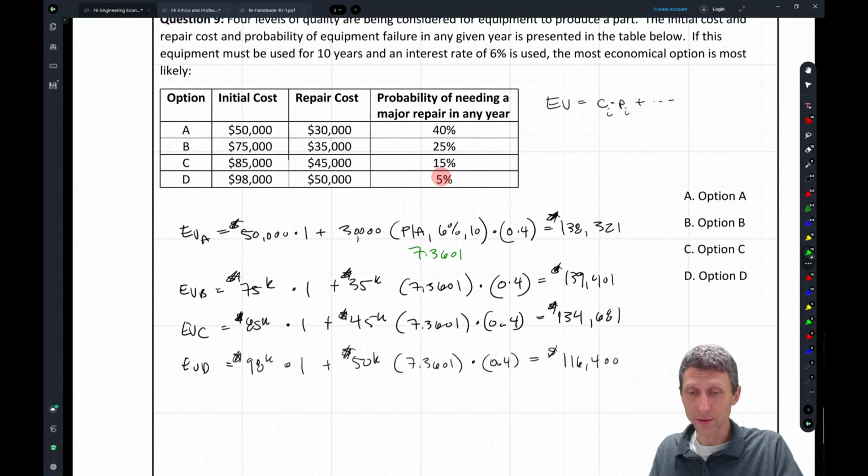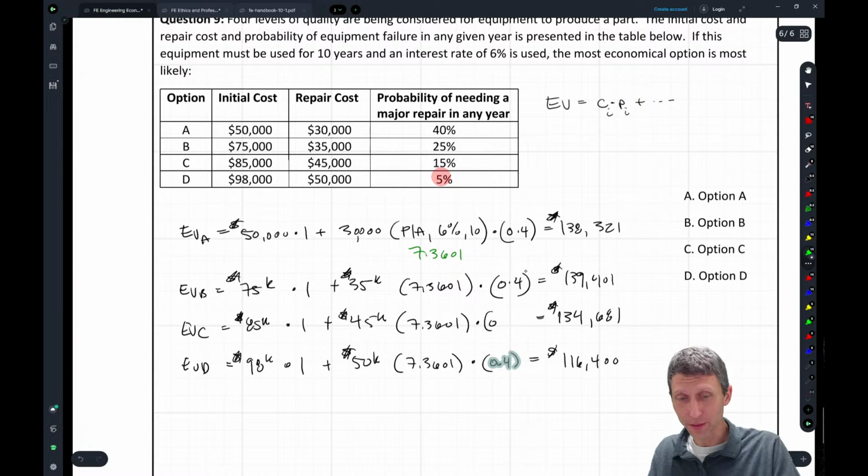Okay, sorry, what did I do wrong? Thanks, guys. Yes, the probability changes on all of these. I appreciate that. Oh man. So if you actually put these in here, it's 0.25, 0.15, and 0.05.